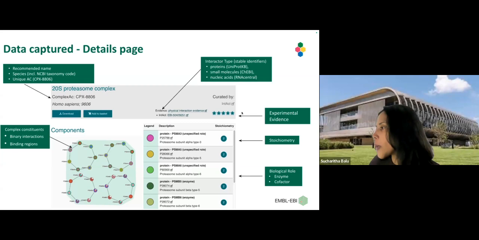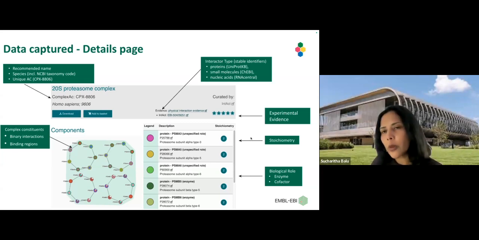Then we can look at the experimental evidence. So this complex has a 5 star rating. And as I mentioned, if you click on this link for the evidence, it will take you to the Ontology Lookup Service, and you can learn more about the categories of evidence. And the link underneath for IntAct will take you directly to the IntAct website, where you can pinpoint the experiment from which this evidence is based on.